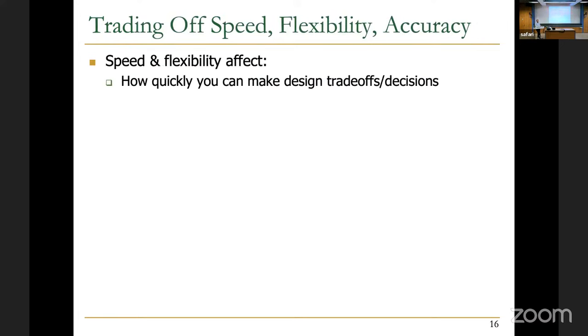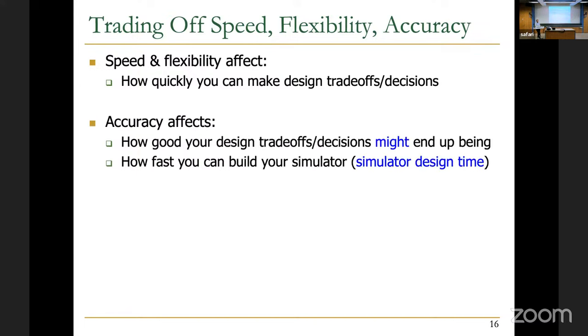Speed and flexibility affect how quickly you can make design trade-off decisions, but they can affect accuracy. Or, for example, accuracy affects how good your design trade-off decisions might end up being, or how fast you can build your simulator, the simulator design time. If you want a very accurate simulator, as a programmer designing a simulator, you need to spend a lot of time to program it.